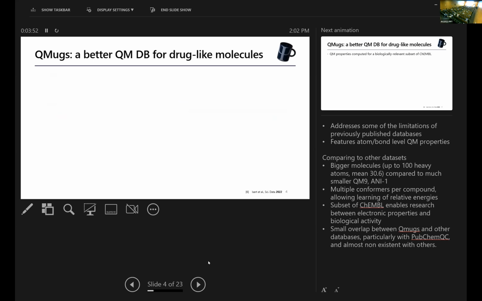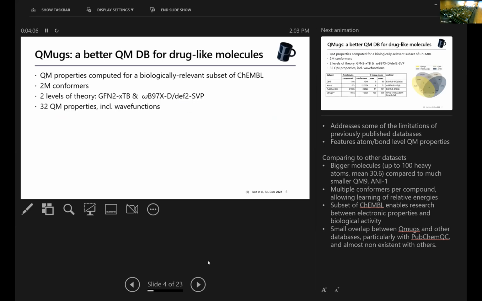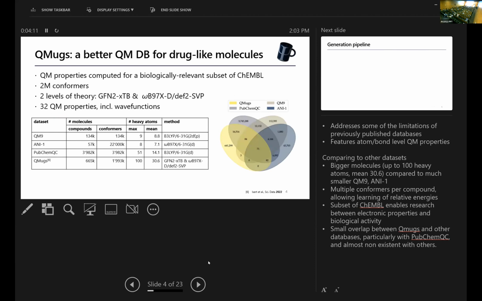So first let me present QMugs per se. QMugs is a database that's completely open source, and it features QM properties computed for what we think is a biologically relevant subset of ChEMBL. We provide about 2 million conformers, corresponding to about 600,000 compounds. And we feature 2 different levels of theory in the database.